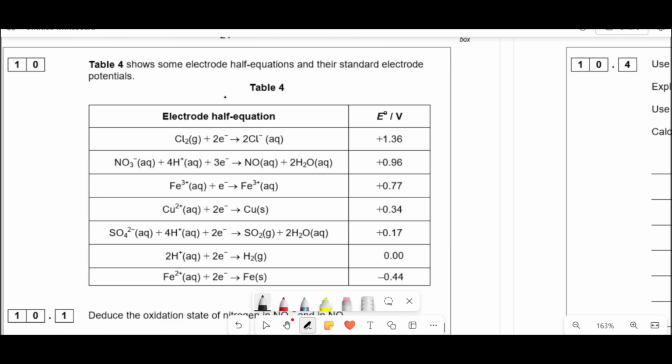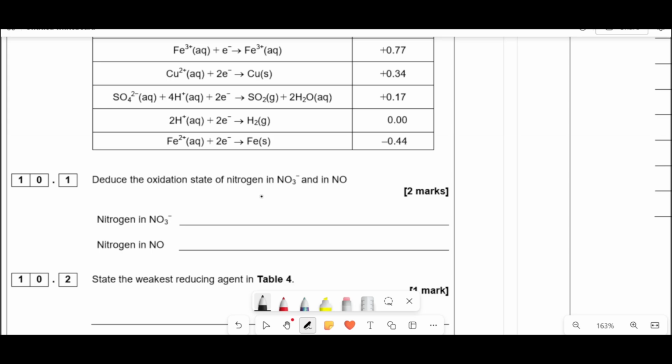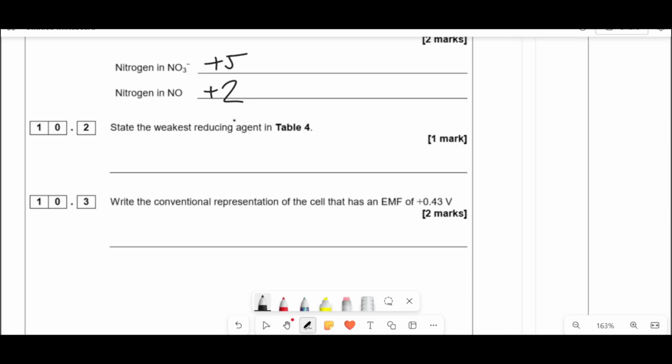There. Now here's this table that shows some half equations and their standard electrode potentials, and it says deduce the oxidation state of nitrogen in this and this. If it's NO3, the oxygens are minus 6. We need to make an overall of minus 1, so it's going to be plus 5 here. So there you go, plus 5. And then here it's minus 2, and it's 2 something, well, this got to be 2 because it's got to be 0 overall. So it's plus 2.